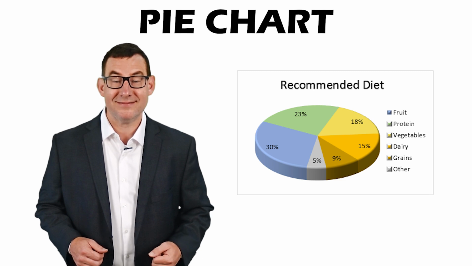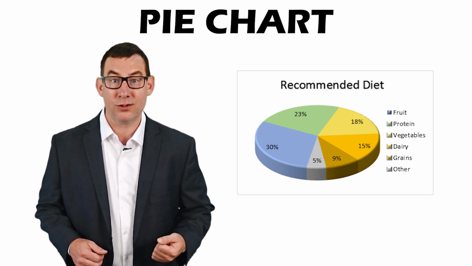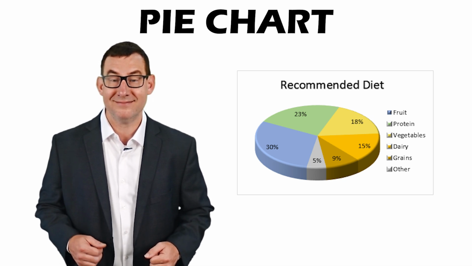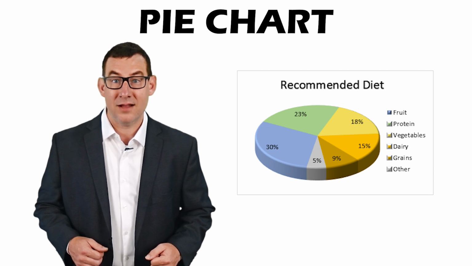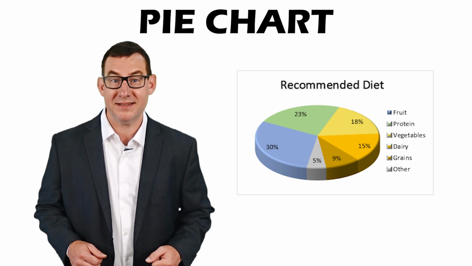A pie chart. A pie chart is a circular statistical graph divided into sections to illustrate numerical proportion. The arc length of each slice is proportional to the quantity it represents.